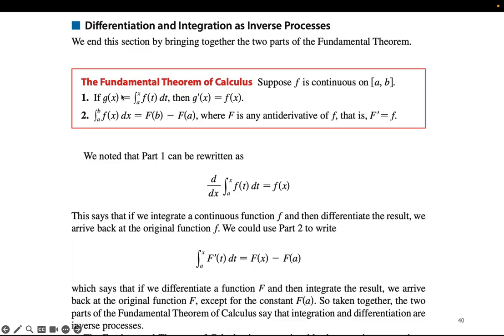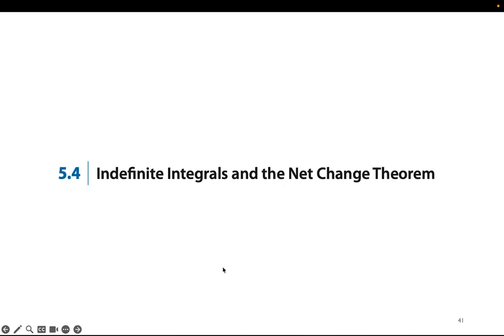Another way to write part 1 is that if I integrate and then differentiate, it cancels. I get back the f function again. But the f function is not a function of t, it must be a function of x. And then another way to, well actually, let's talk about that over here instead.